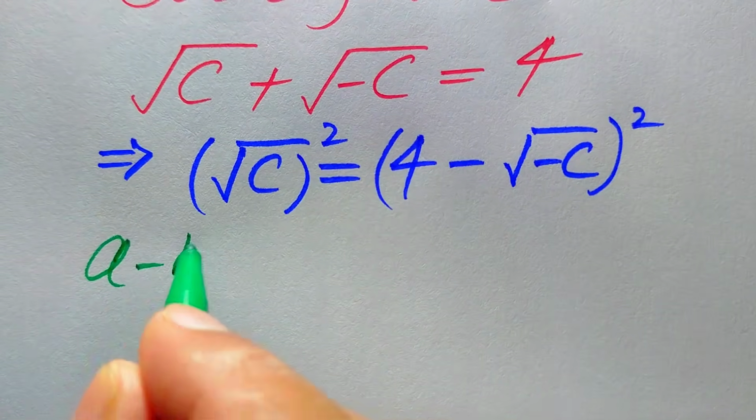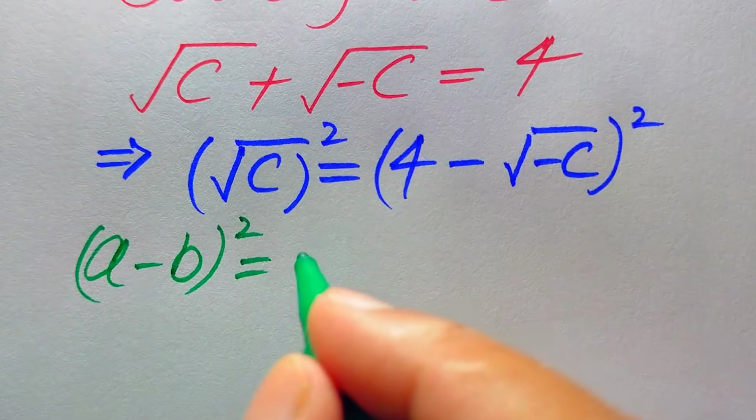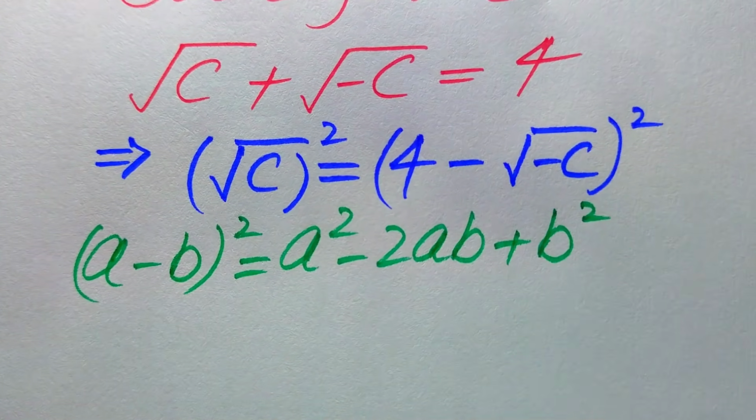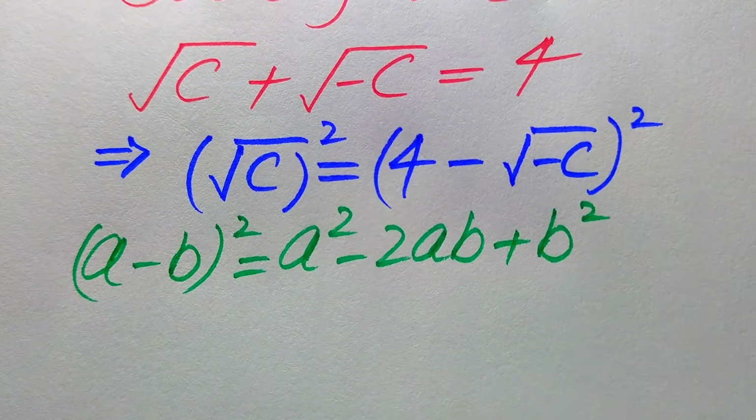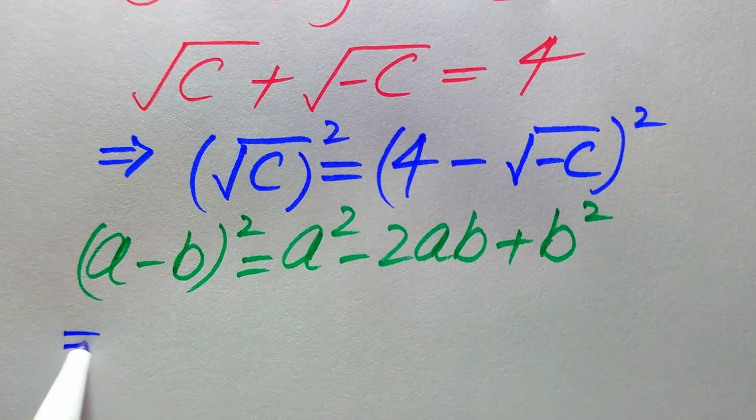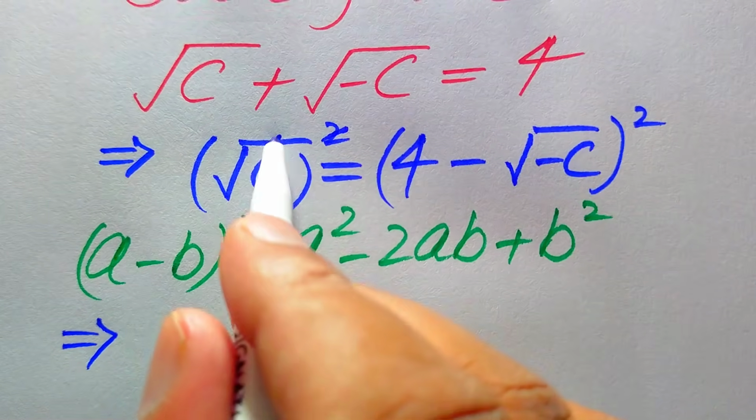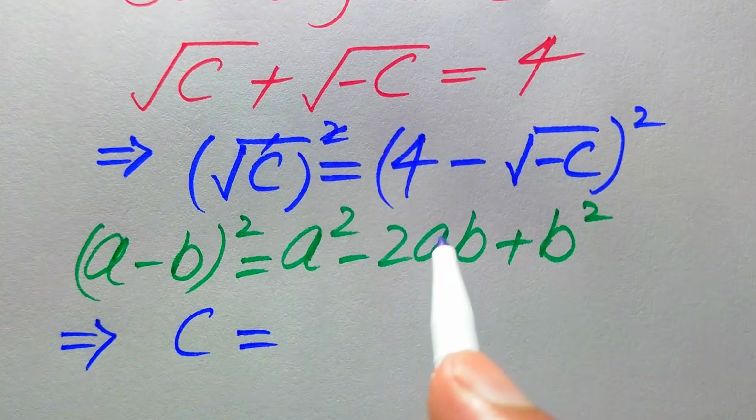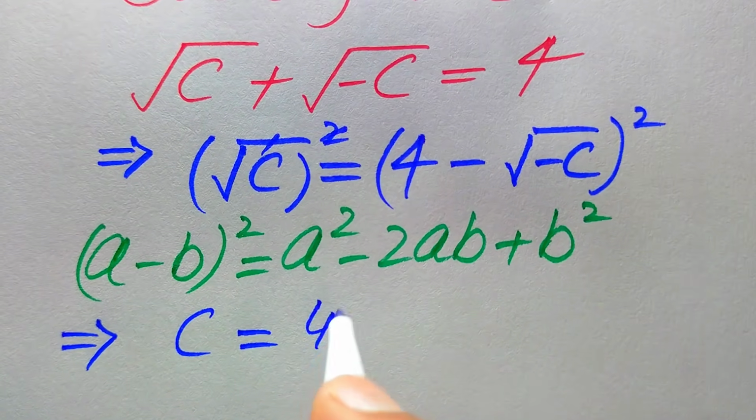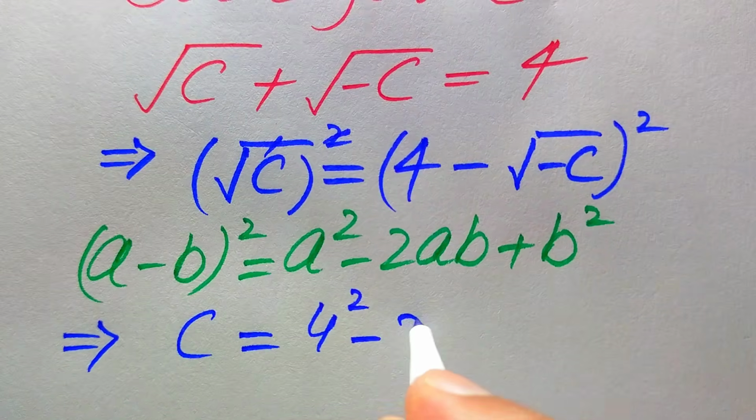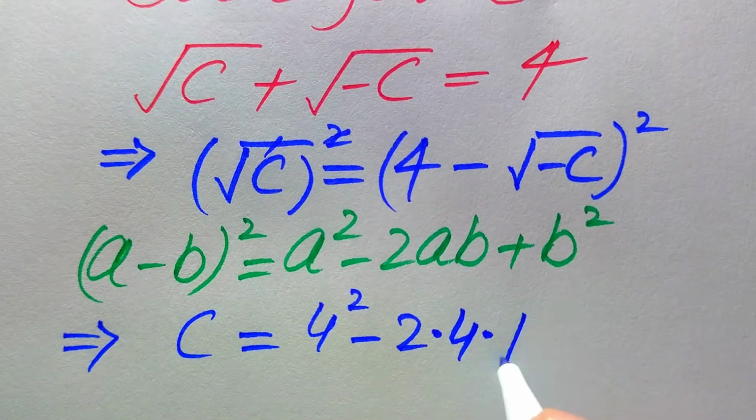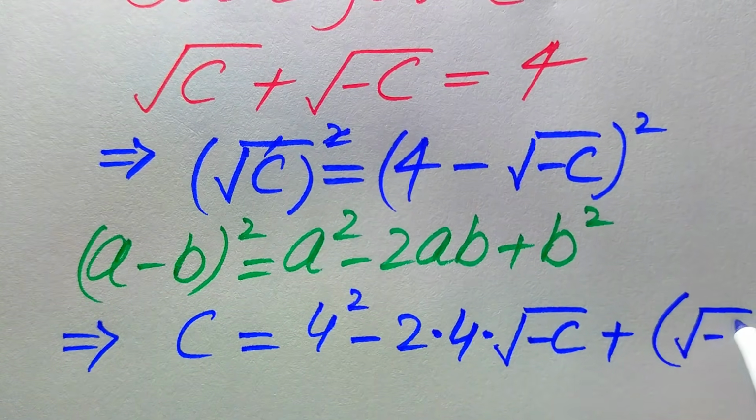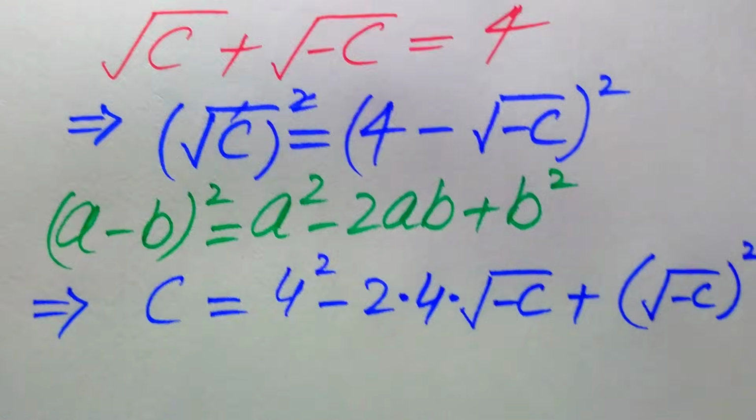Now in the next step we use the nice algebraic formula. You know that (a minus b) whole square equals a square minus 2ab plus b square. So we apply this formula to the right hand side, and on the left hand side the square and square root are gone, and we get c is equal to 4 square minus 2 times 4 into square root of minus c plus square root of minus c whole square.